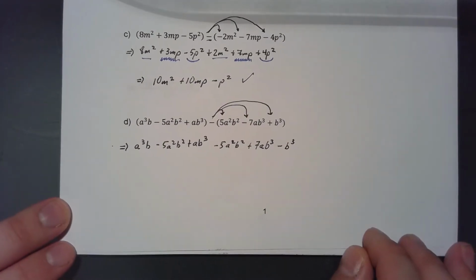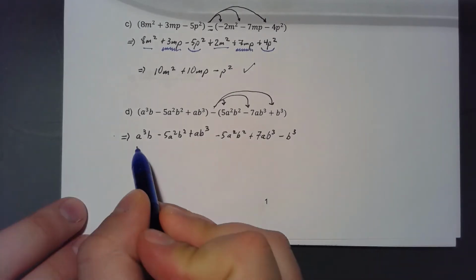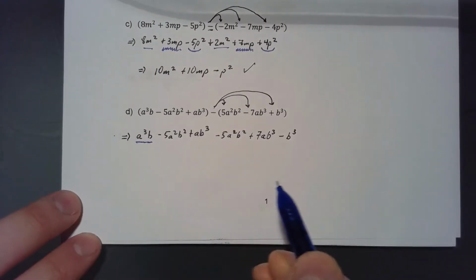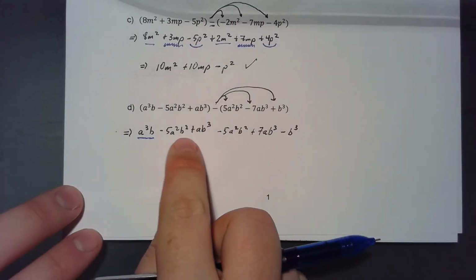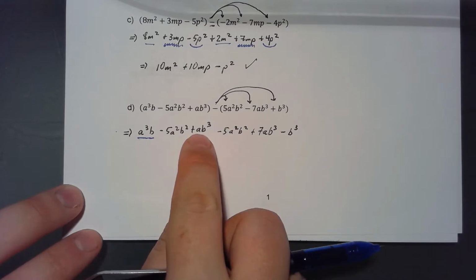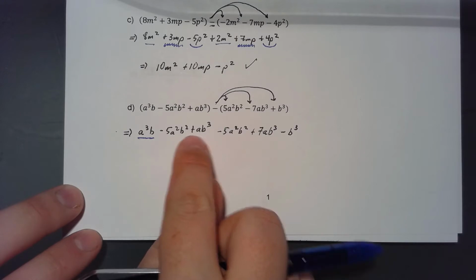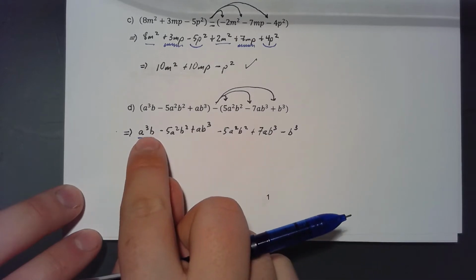Alright, now I could combine like terms together again. So here's an a cubed b. Do I have any more a cubed b's? It does not look like it. I don't have any a cubed times b anywhere else. So that's the only a cubed times b term.